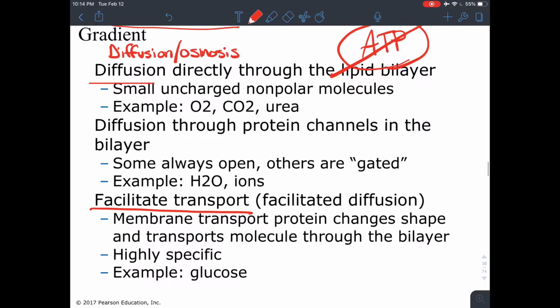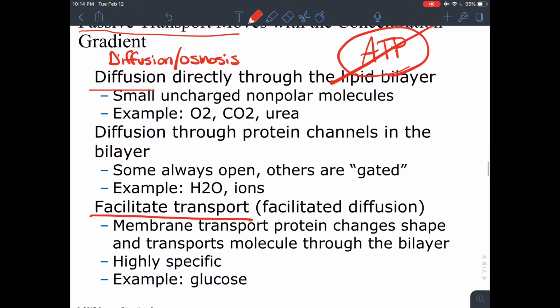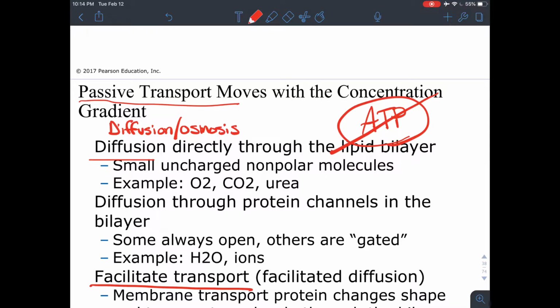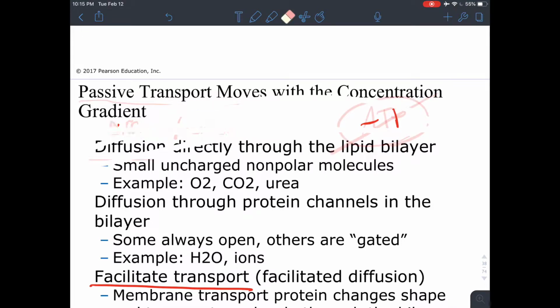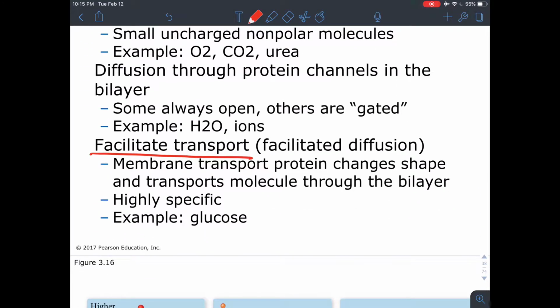So remember that diffusion and osmosis rely on a concentration gradient. Let's erase this here. You'll see that up top there. Diffusion and osmosis rely on a concentration gradient. Facilitated transport is highly specific, we talked about, and also it's kind of an exchange. So something is happening on the inside.